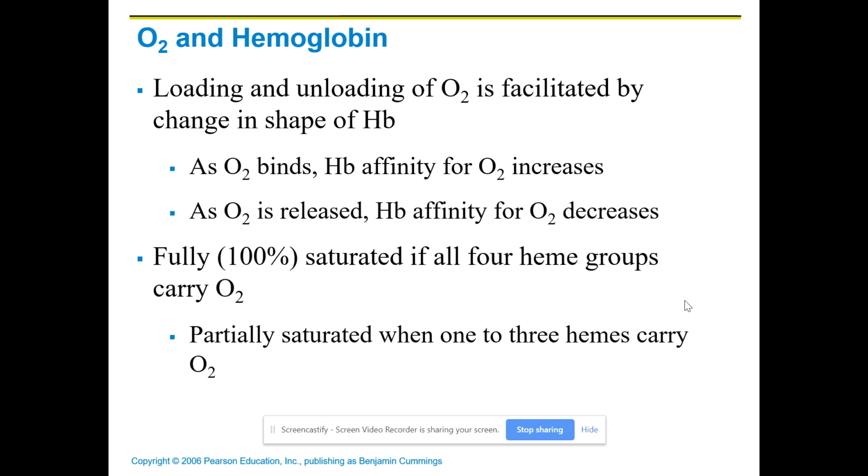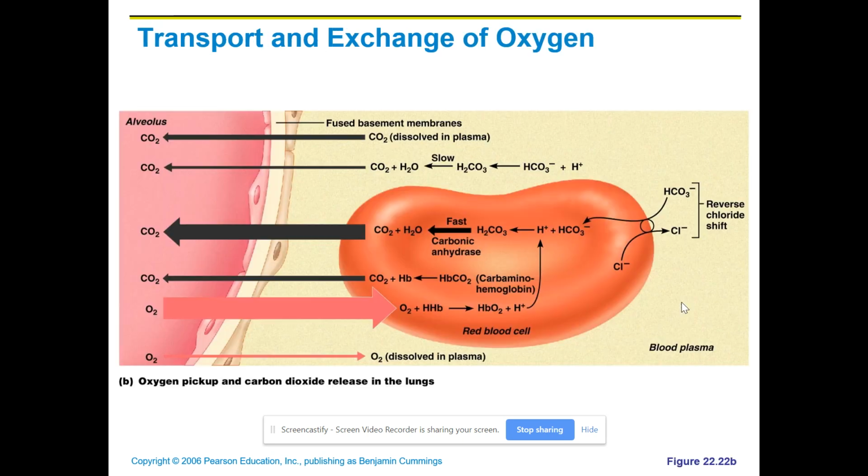Remember, oxygen doesn't all have to be bound to hemoglobin. Hemoglobin can carry up to 4. So when it's fully saturated, it has 4 oxygens. Partially saturated when it only has 1, 2, or 3 oxygens. If we graph this, we can see it. We can also see it in a figure like this.